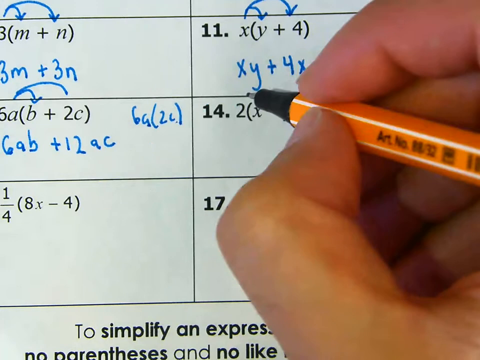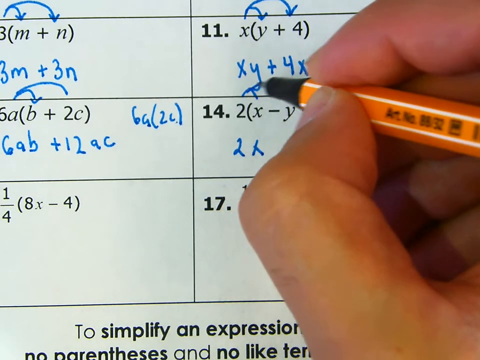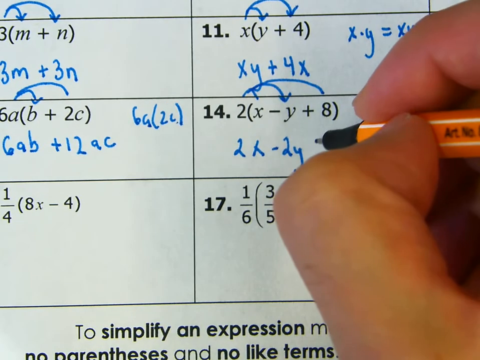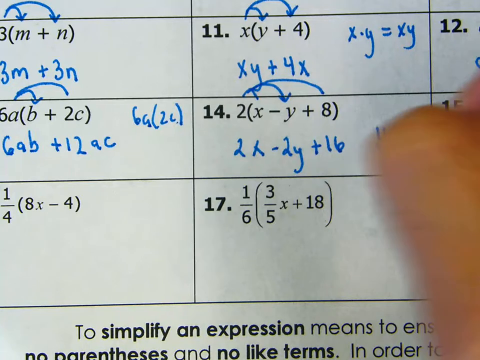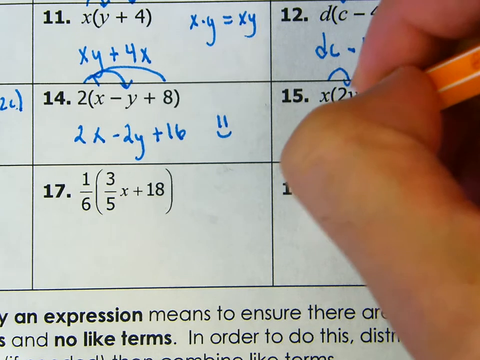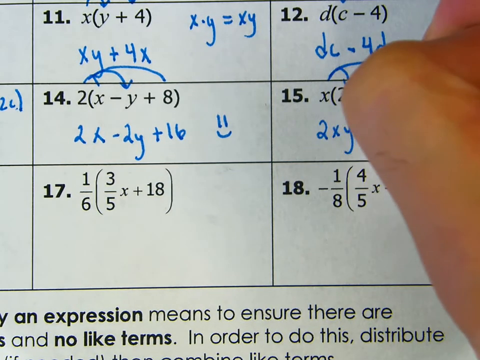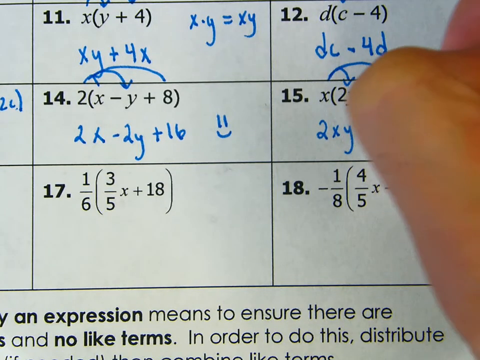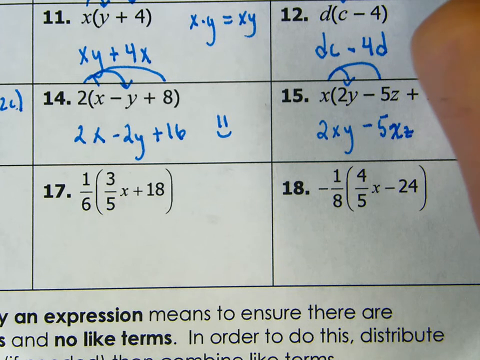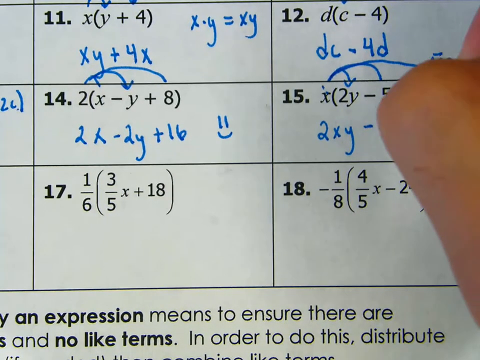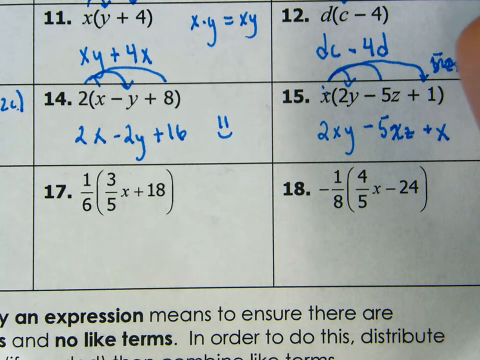Okay, next one. 2 times x, 2 times negative y. 2 times 8 is 16. Okay, for this one, x times 2y is 2xy. x times negative 5z is negative 5xz. Or you could say 5zx. Either one works. And x times 1 is just x, right?